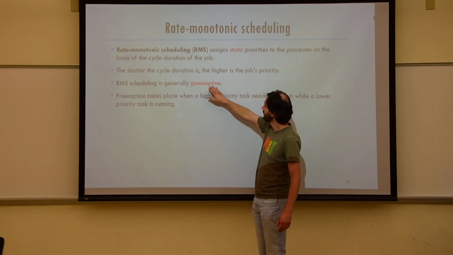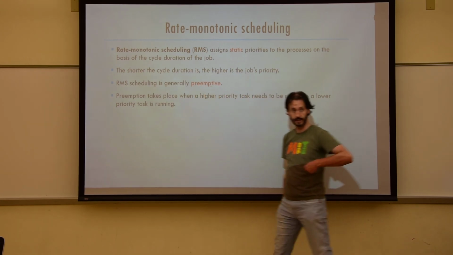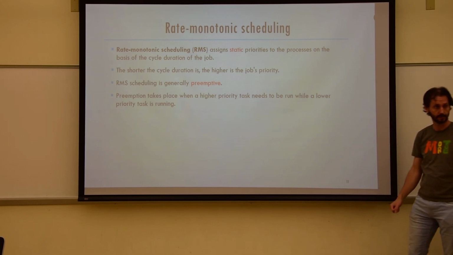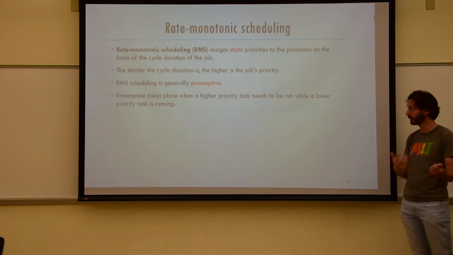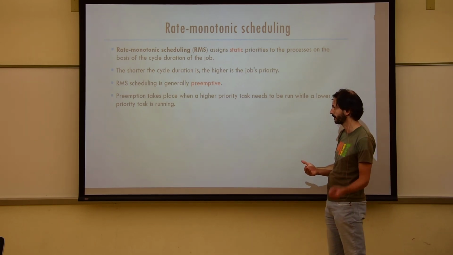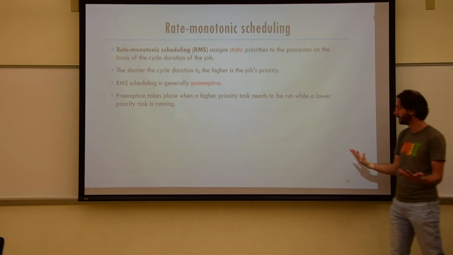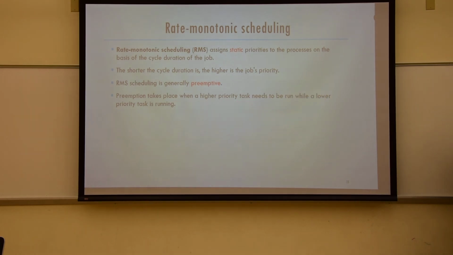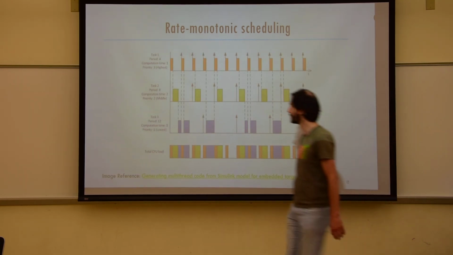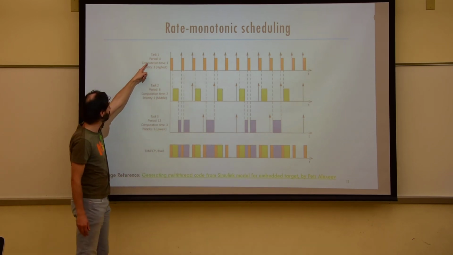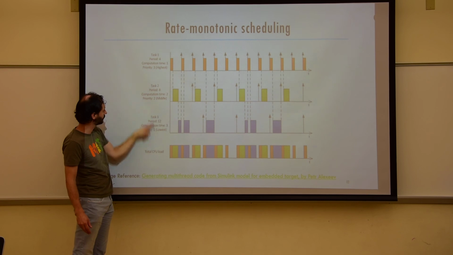So this rate monotonic scheduling is generally preemptive because you need to kick out the other process in order to take over. Like the ones with high priority can go first, and those are the ones with the shorter cycle duration. So preemption takes place when a high priority task needs to be run, whilst a lower priority task is running. So you get that done. So here's a picture. Say we have periods of 4, 8, and 12. So we go from high to lower priority.